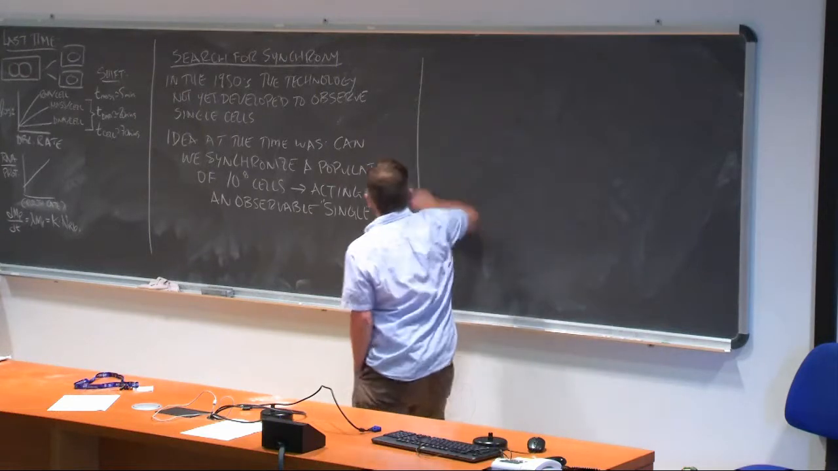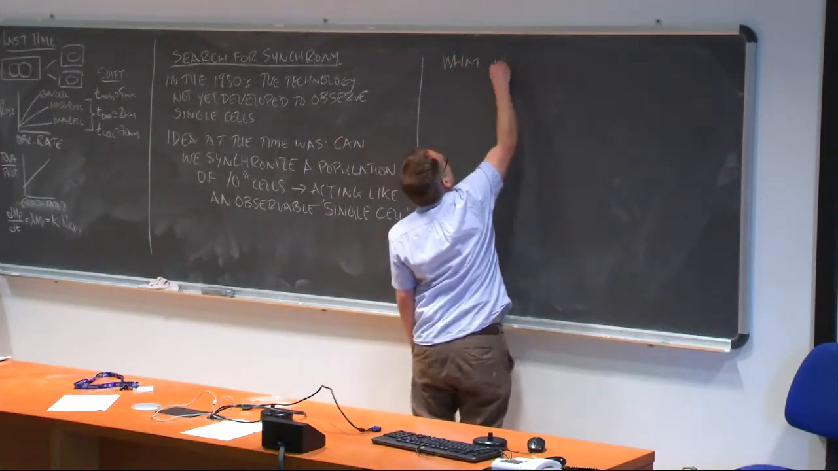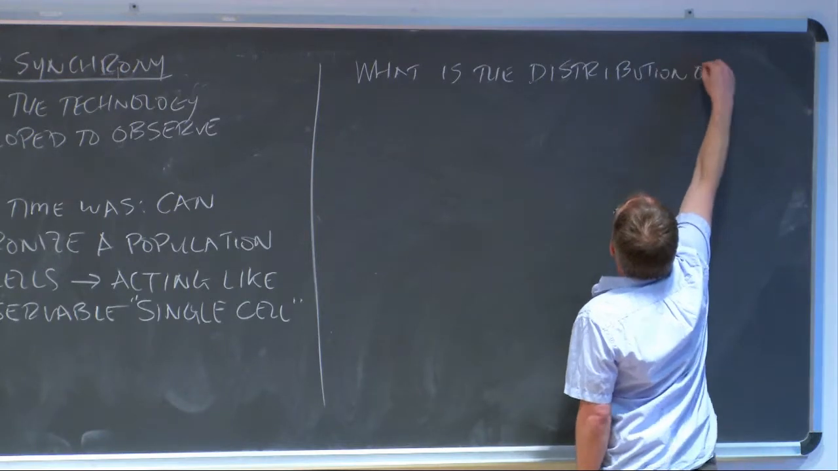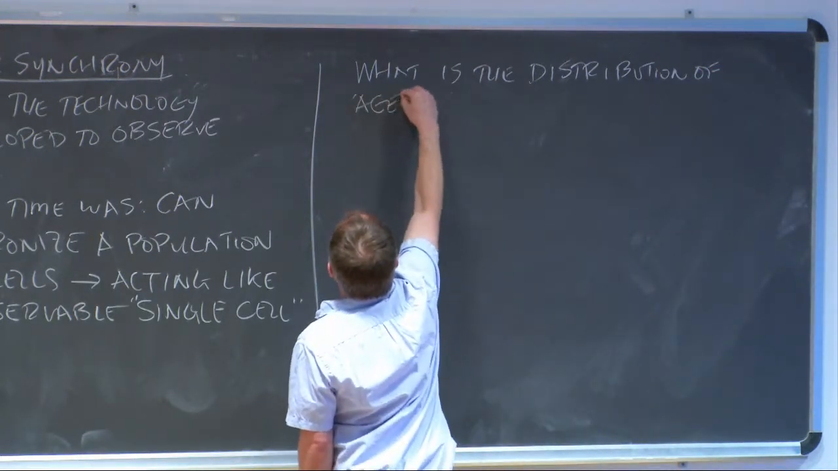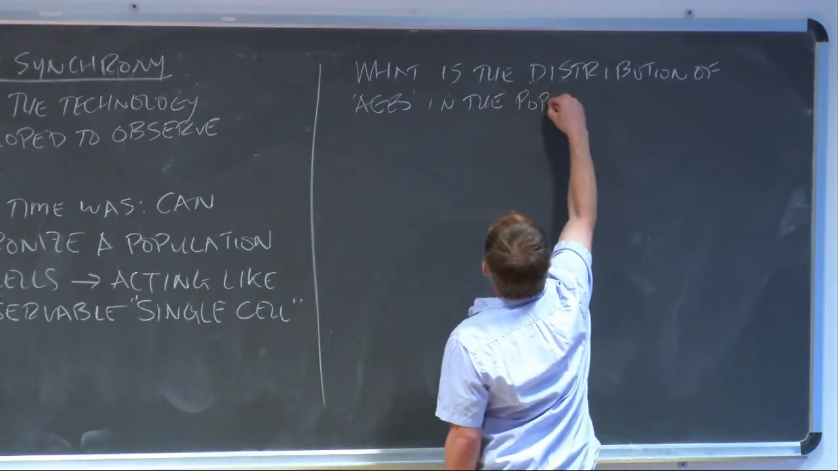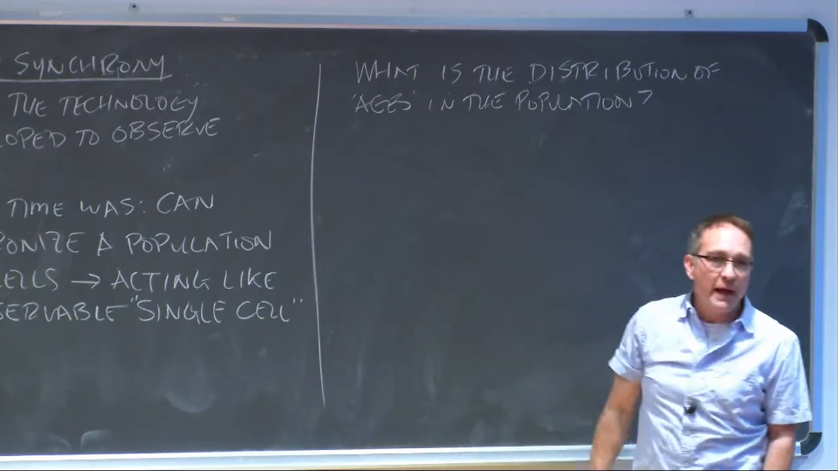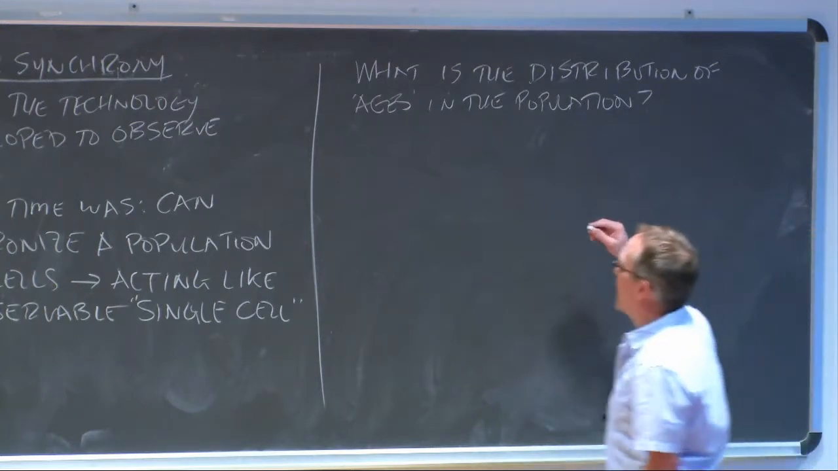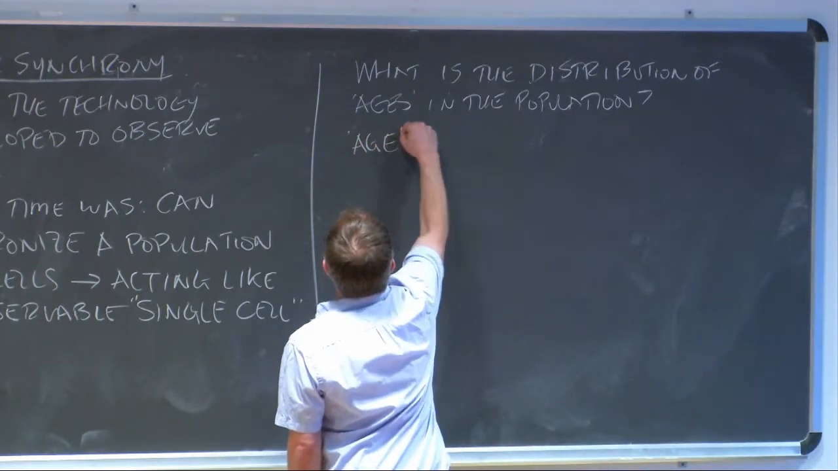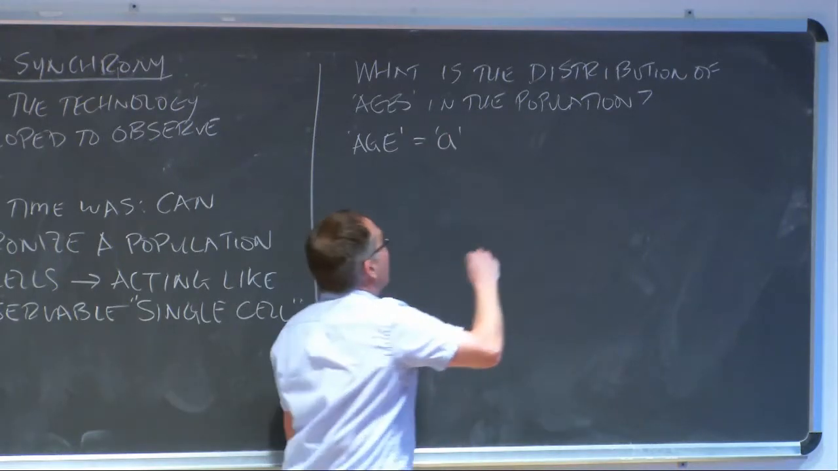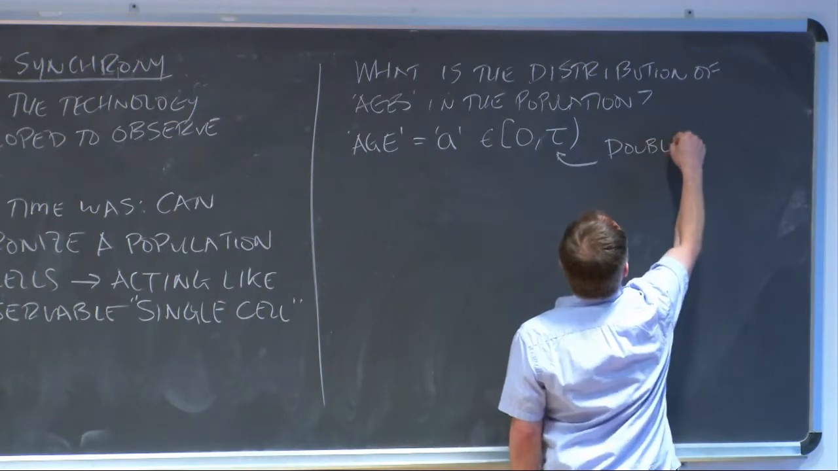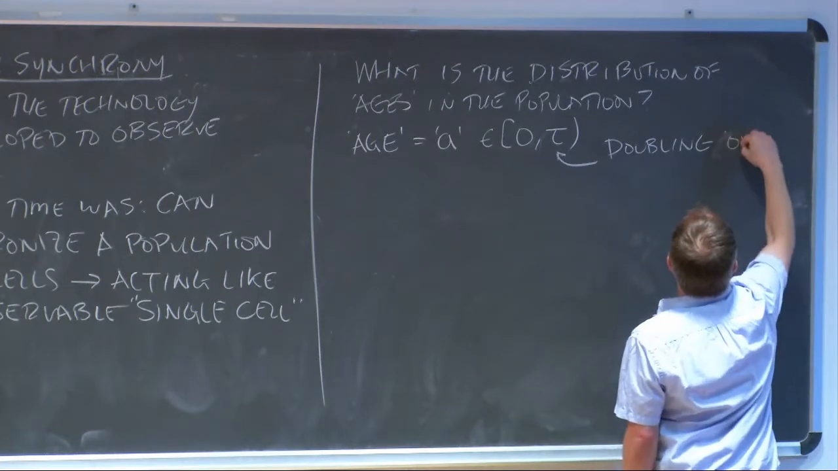All right. So first, what is the distribution of ages in the population? What I mean by that is how close are cells to dividing, and what's the distribution of that age, if you like. So by age, here, I'm going to denote it by A, and it's anything between 0 and tau, where tau is the doubling time, or division time.